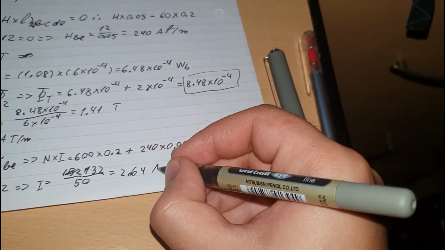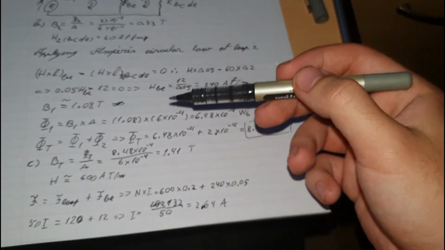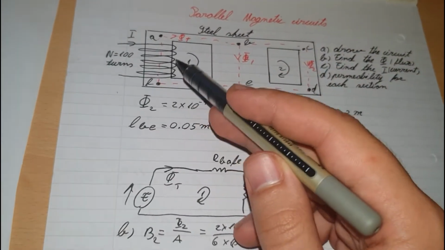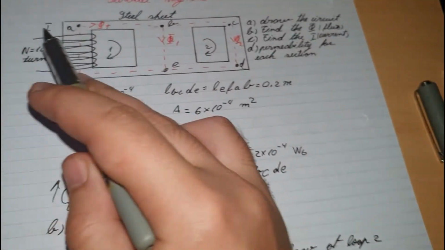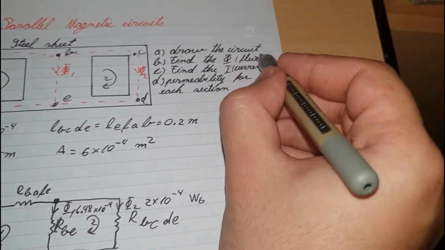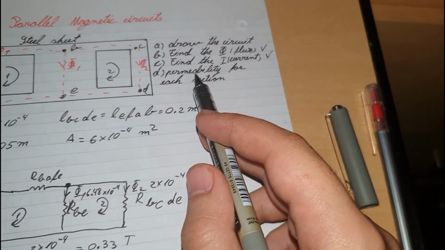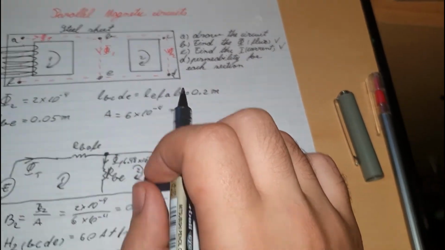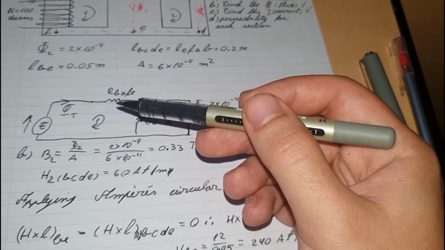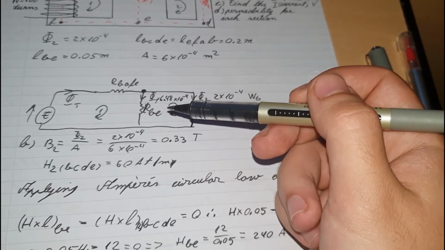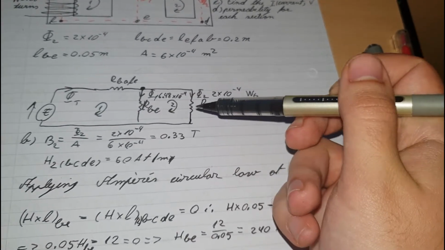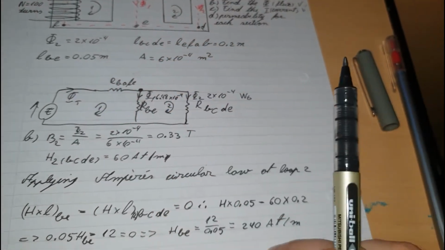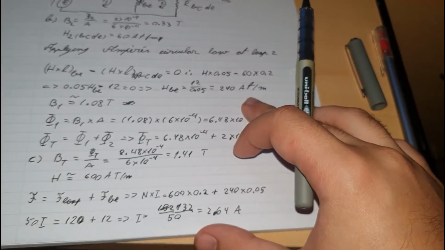2.64 amps. So to give us all of the values that we just calculated, the MMF should be supplied by 2.64 amps going through here. So we did find the flux and we find the current. Next we are going to need to find the permittivity for each section, which basically will be the permittivity through RBAFE, RBE, and RBCDE, which will be the three resistances really. We are going to need to find their permittivity.